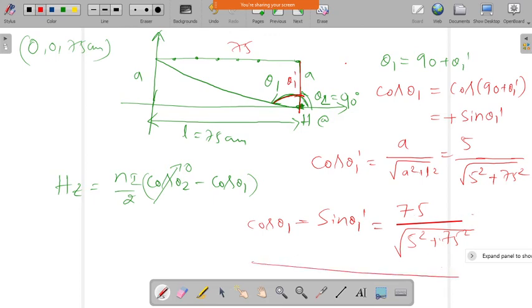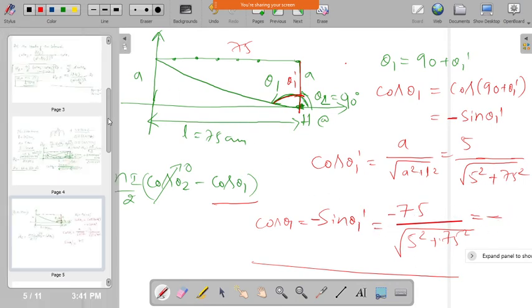So find out what is cos theta 1 and substitute here. Here a cos term is there, so again negative will come. This is minus sin theta 1 dash, which is nothing but minus this one. Whatever value you get, you substitute here and you will get the value. So cos theta 1 is nothing but minus sin theta 1 dash. Find out the value of this, which is the same as the earlier case itself, I think.